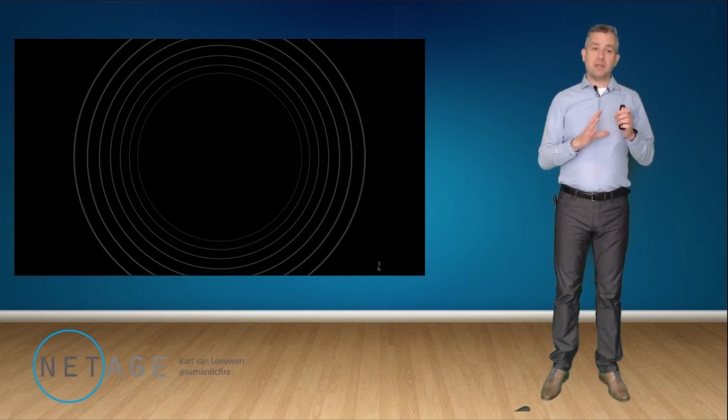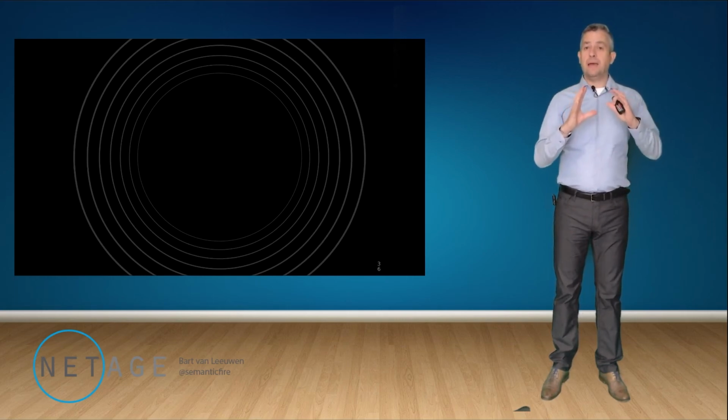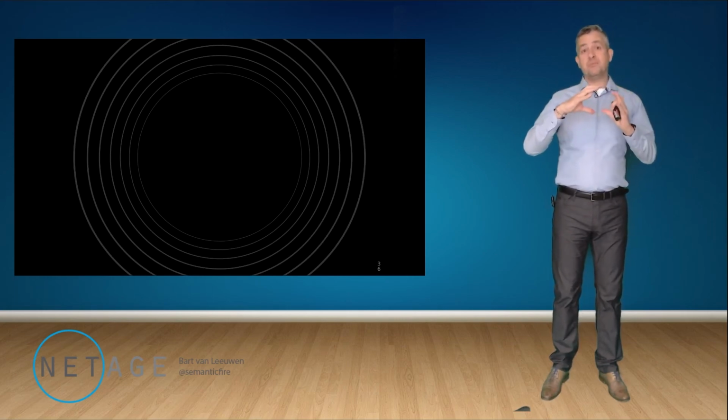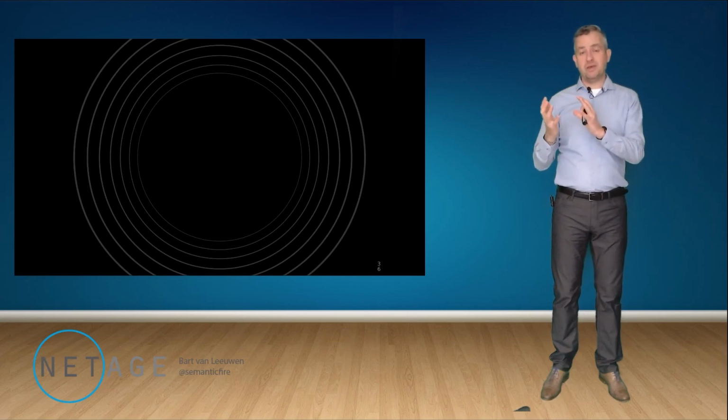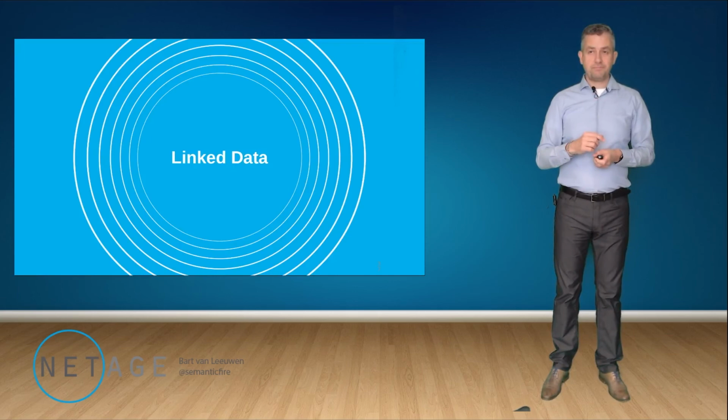So now that we've covered what a graph model is, how that looks, what you can do with it, and how you can move that into an RDF perspective, let's take the next step. Let's talk about linked data, because that's what I started this conversation about. So what is linked data?